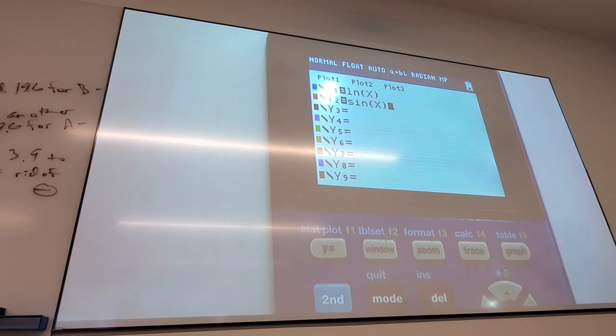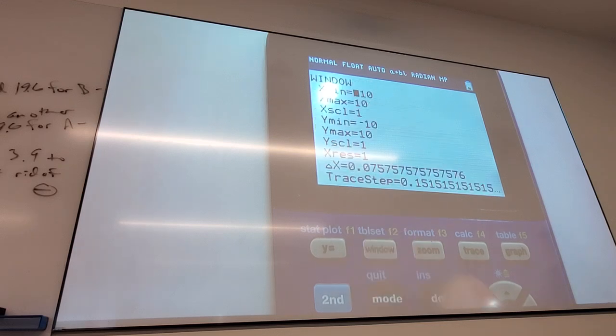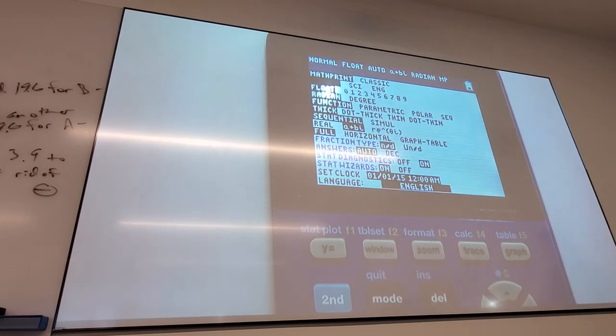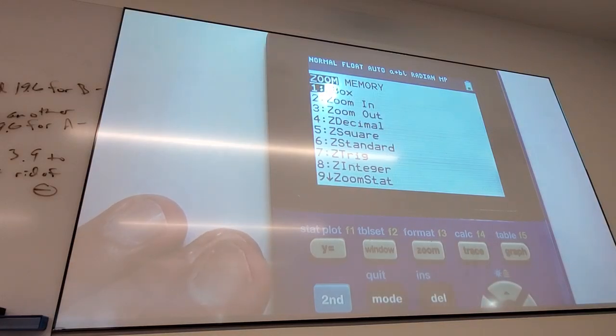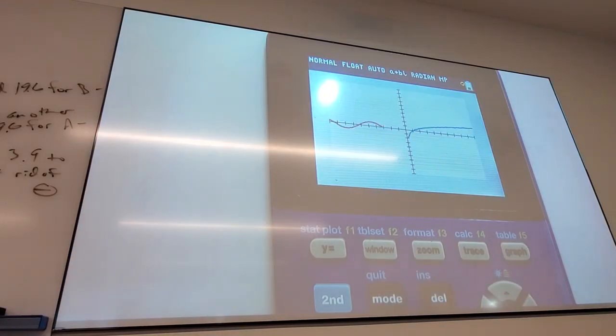I'm curious where they meet. I want to see where they intersect. I do want to make sure that I'm in radians. I am, good. So if I hit zoom 6 to make a standard window, so we're all on the same page, can you guys all see the answer? Like about 2.1 or something?